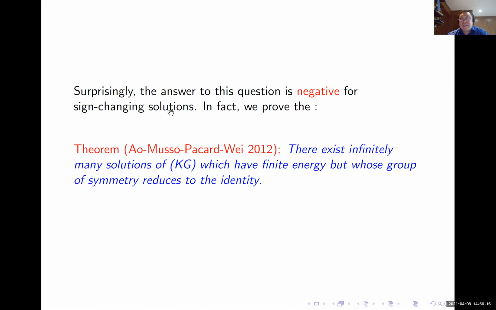In fact, we proved with Weiwei Ao, my former student, and Monica Musso and Frank Pacard in 2012, that there are infinitely many finite energy solutions to the Klein-Gordon equation which have no symmetry at all. It's a complete chaos. There's no symmetry. And of course, all these solutions will be non-radially symmetric.